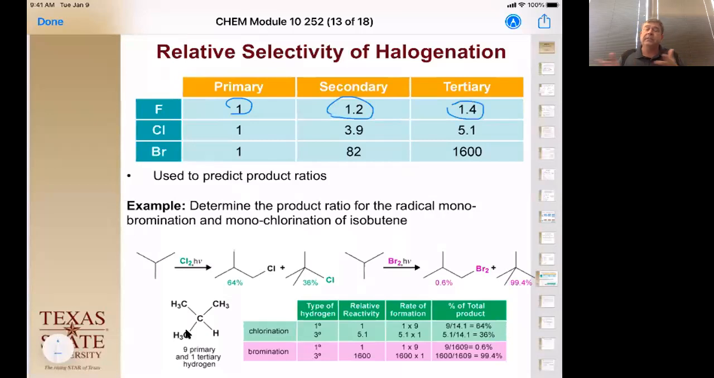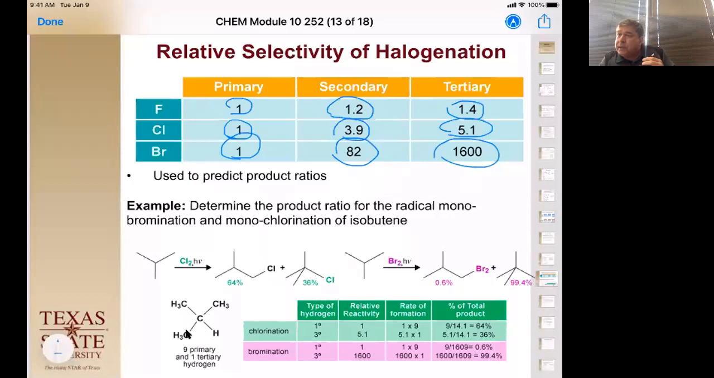So there's very little difference between those. You're probably going to see an equal mix of all of them, based on the number of those different hydrogen types you have. Chlorine, however, has a little bit bigger difference. It goes from 1 to 4 to 5, meaning you're starting to see more of the secondary and tertiary happen in comparison with your primary. But let's look at bromine. In bromine, you start at 1, you go to 82. That's almost 2 orders of magnitude, to 1600.